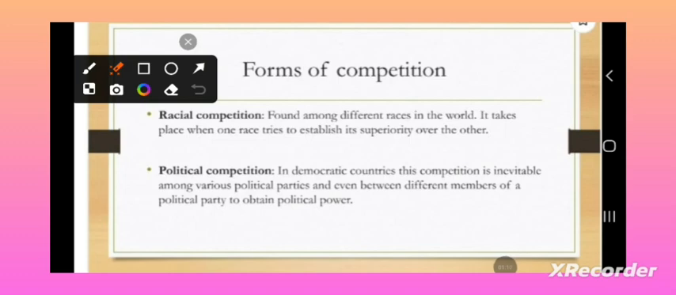Racial competition is found among different races in the world. It takes place when one race tries to establish its superiority over the other. Political competition: in a democratic country, this competition is inevitable among various political parties and even between different members of a political party to obtain political power.